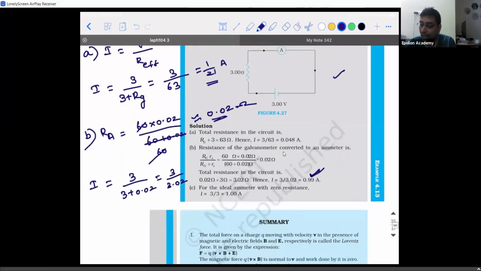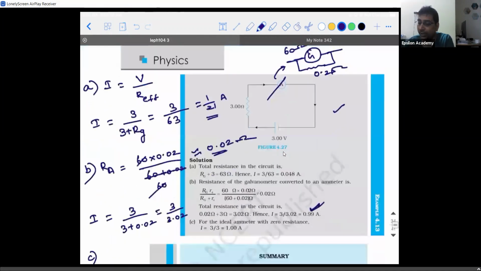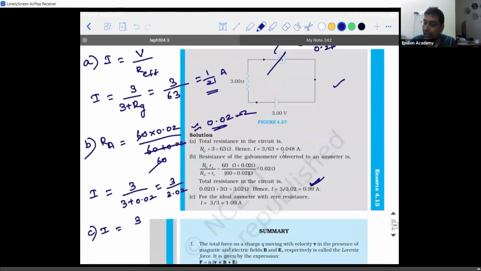Right. What happens in the case of C? Had it been an ideal ammeter with zero resistance, if this had zero resistance, what would have been the current in the circuit? It would have been 3 divided by 3, which would have been 1 ampere.